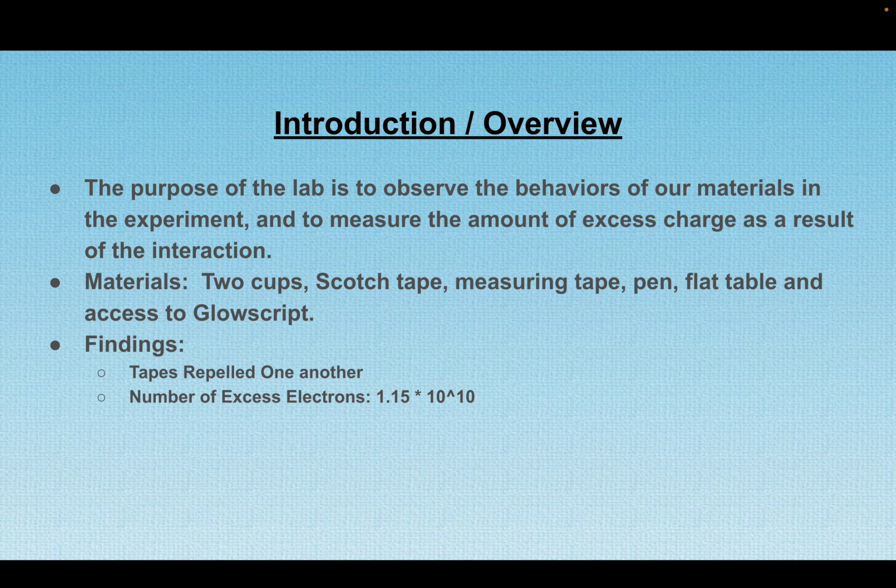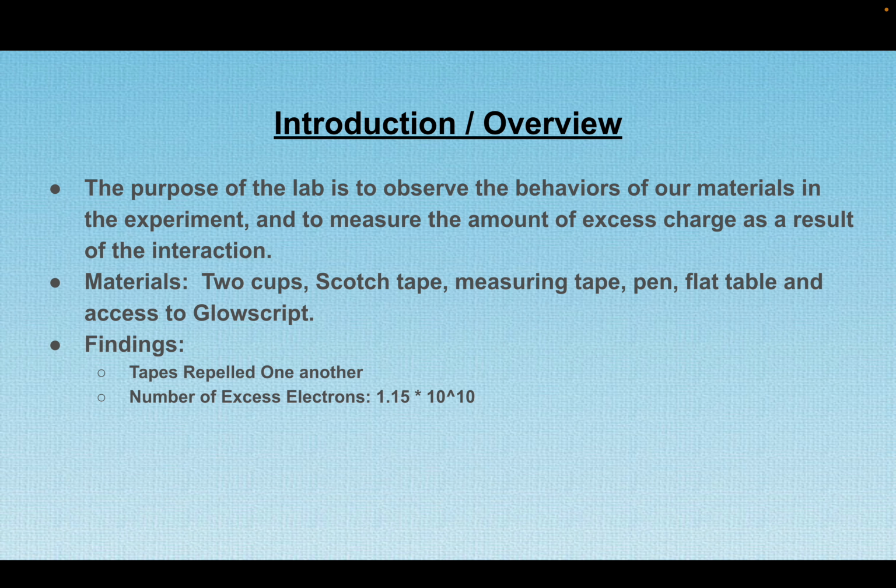We required several materials to conduct this lab correctly. The first was that we needed 2 cups. Second, Scotch tape. Third, measuring tape to measure the distances, including the lengths and the widths of the tape. Finally, a pen, a flat table, as well as access to GlowScript in order to make sure our calculations function correctly according to the programs that we create later in the lab.